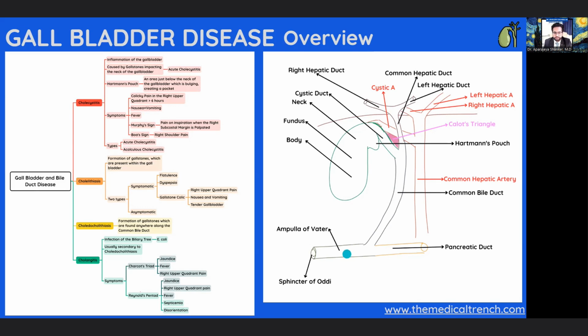So if the stone is causing an obstruction somewhere here, in the common bile duct, or in the periampullary region or the ampulla of Vater, you will call this choledocholithiasis. If it's up here in the cystic duct, right, it is only going to cause inflammation of the gallbladder, so it is acute cholecystitis. And if the stone is present very specifically in something called the Hartmann's pouch, which is this one, this is called Mirizzi's syndrome.